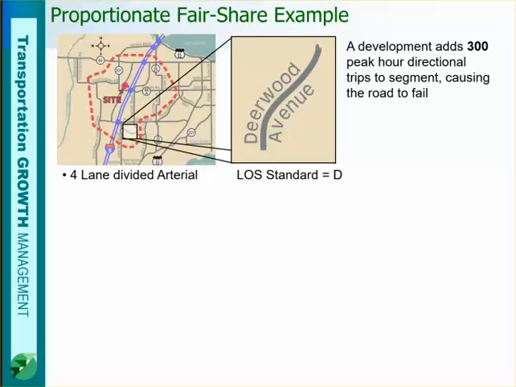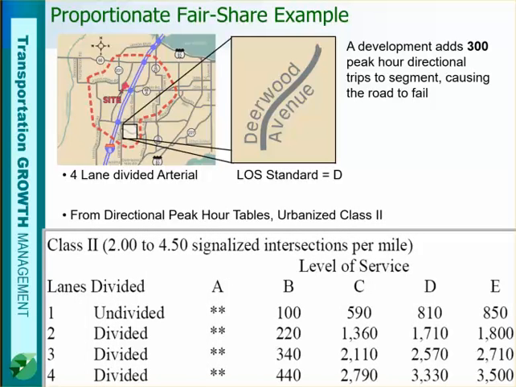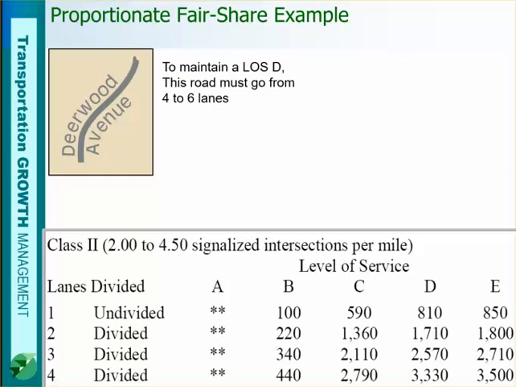My mistake, if you remember, the maximum service volume for level of service D for 4-lane divided Class Roman numeral 2 is 1,710 and not what I said before. All right, so to maintain the level of service D, you have to go from 4 to 6 lanes.